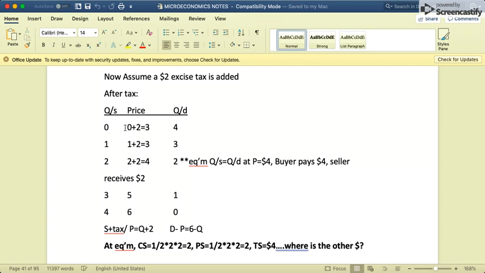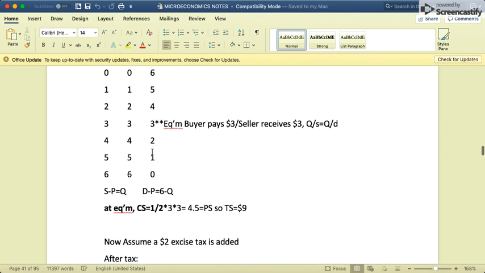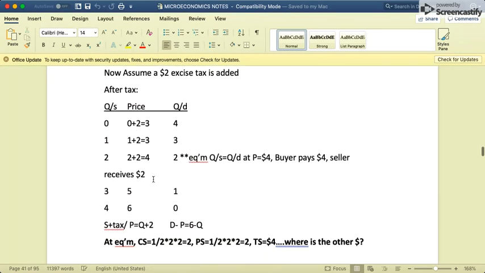So if the price was 0, now it's 2. If the price was 1, 1 plus 2 is 3. Actually, the first one was wrong. That should be 2. Anyway, we're going to go on down here. So remember, our equilibrium quantity used to be 3. Now our equilibrium is 2.